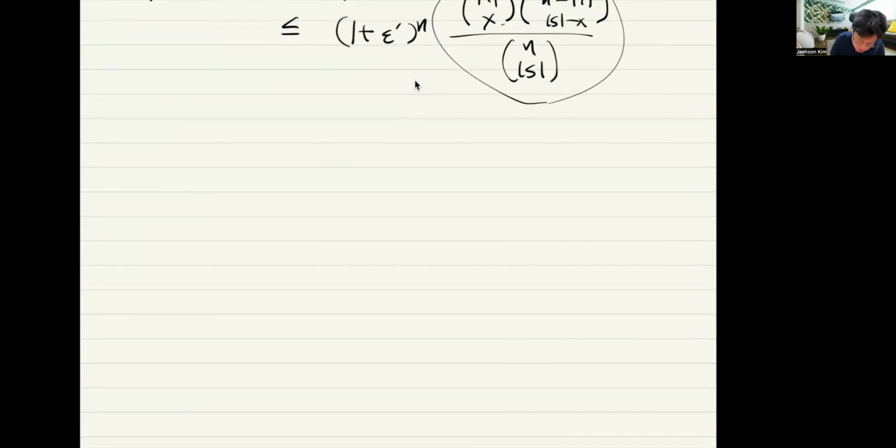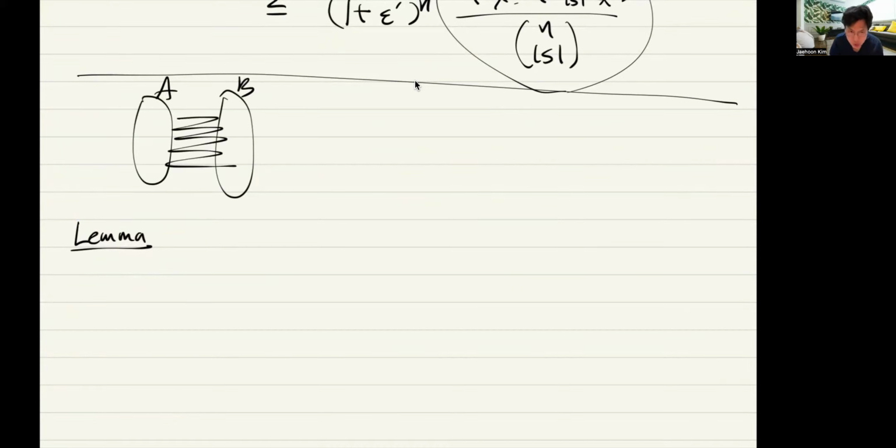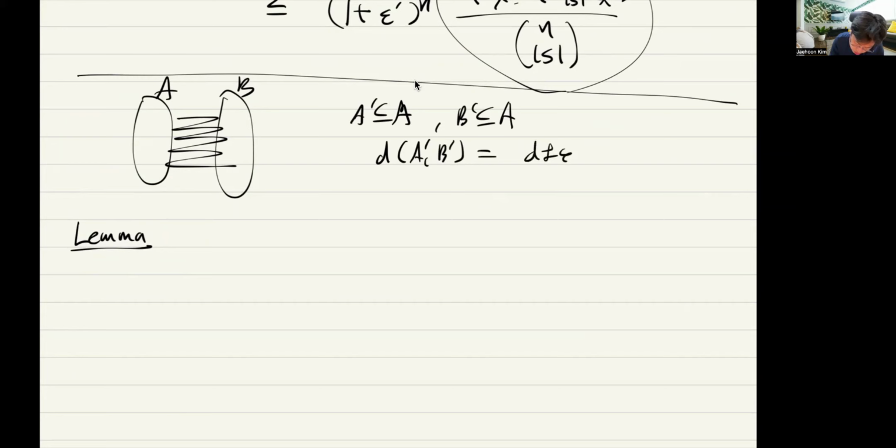And there is another useful lemma. So, what is this lemma about? Let's say you want to check whether this bipartite graph is epsilon regular or not. Then how do you check? If you use the definition, then for all subsets A prime and B prime, the density between A prime and B prime had to be d plus minus epsilon.